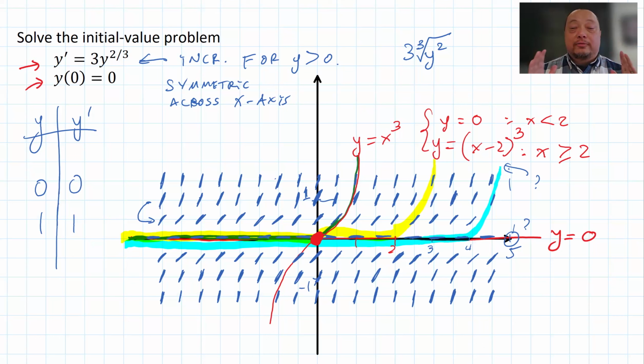So that's my point for this video. The point is the slope field is a lot more important than most students in an intro to differential equations class realize.